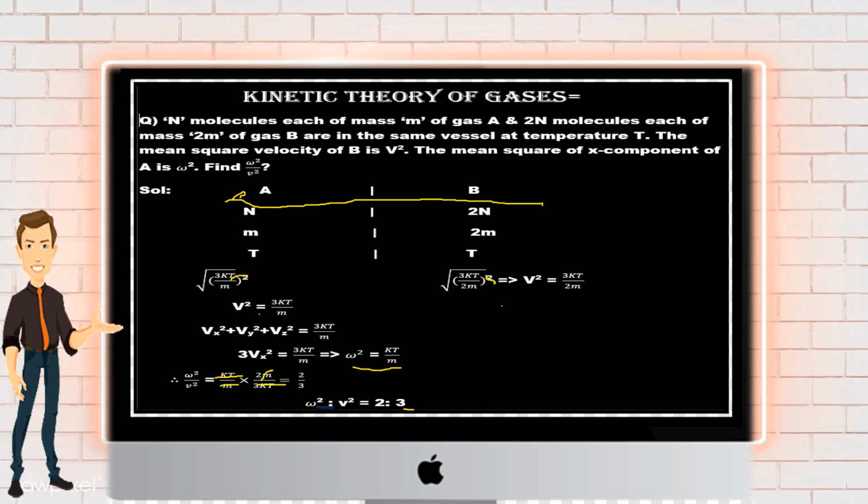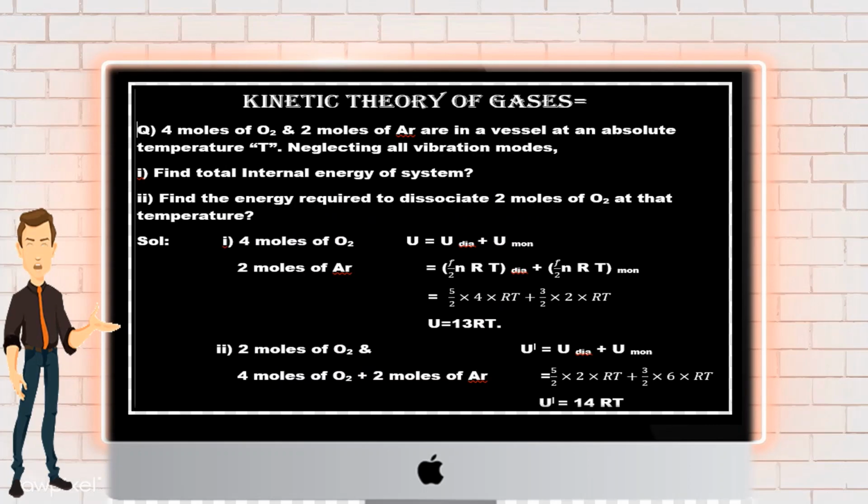Make a note, this is a most important question. Another important question: 4 moles of oxygen and 2 moles of argon are in a vessel at an absolute temperature T, neglecting all vibration modes. If the vibration mode is also included, 2 more degrees of freedom will be added, which is the theory point we discussed earlier. Then they ask you to find the total internal energy of the system and the energy required to dissociate 2 moles of oxygen at that temperature.